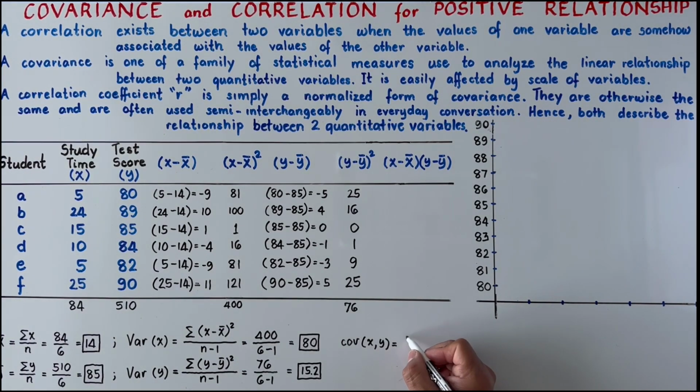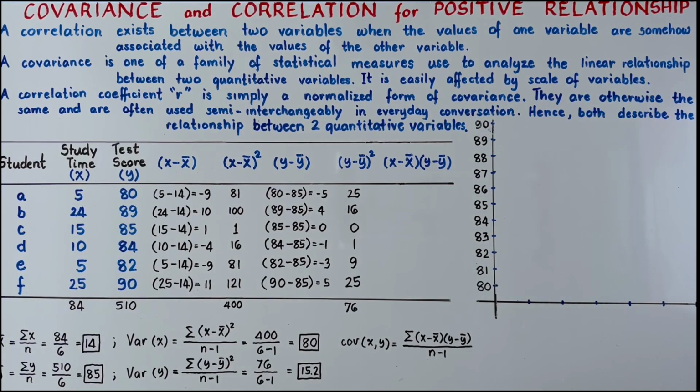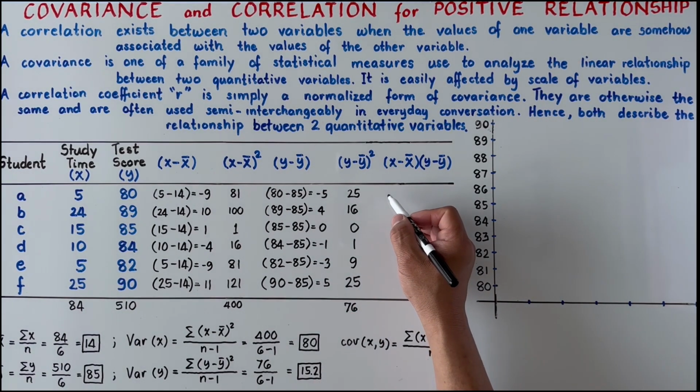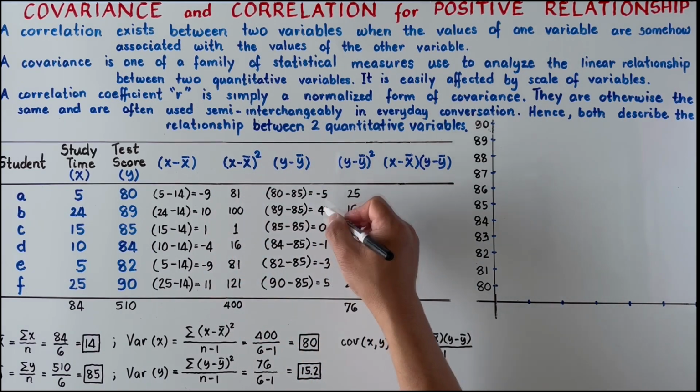And we know that the formula is equal to the sum of the product of the deviations from its mean divided by n minus 1, because again, we consider the 6 students as a sample from all students. So we just multiply these differences by these differences here.